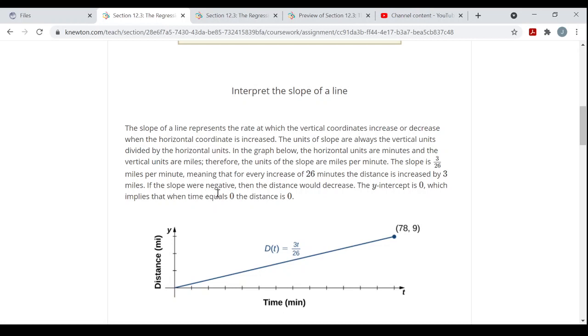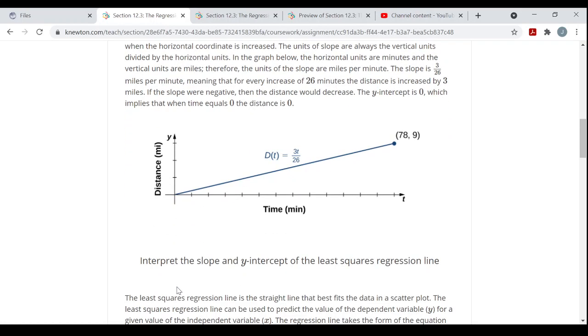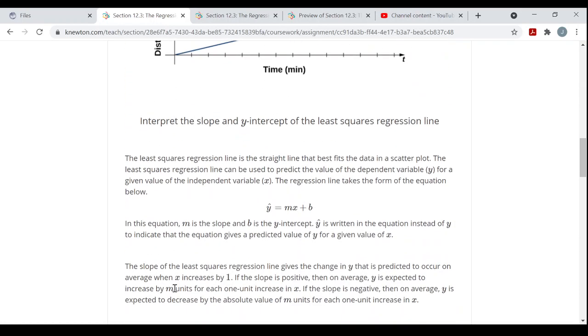If the slope were negative, if it were negative 3/26, then the distance would decrease. The y-intercept is 0 here, crossing the vertical axis at 0, which implies that when time equals 0, distance is 0. I'm hoping all this sounds familiar.